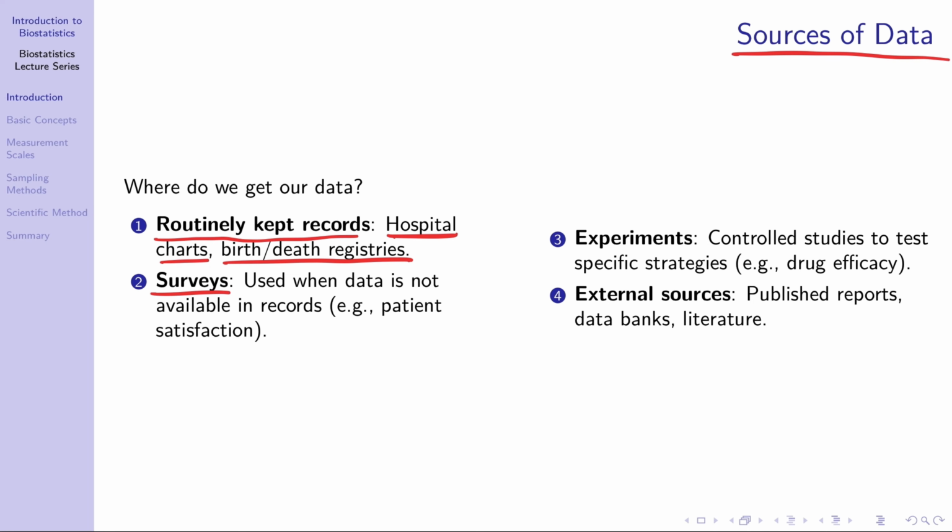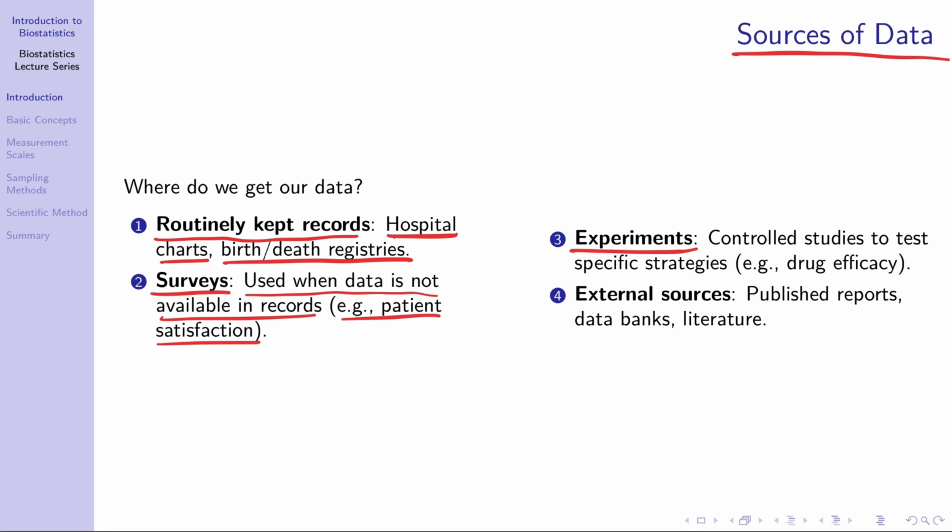The second one are surveys. These are used when data is not available in records, for example, things like patient satisfaction. Say you want to find out how to improve the emergency department. You could always take patient surveys and find out what kind of doctor or what kind of service would be more appropriate for the patients.